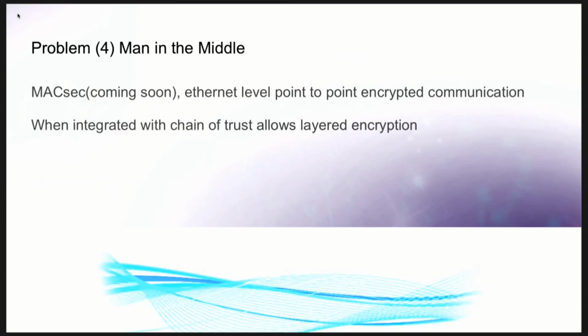And then problem four is the man in the middle. MACsec is an Ethernet level point-to-point encryption. There's a lot of different ways to configure it. There's a lot of hardware that's coming out or is out that has it available. When it's integrated with this chain of trust, you could use it as a layered encryption that will allow more protection against man-in-the-middle attacks. And that's it.